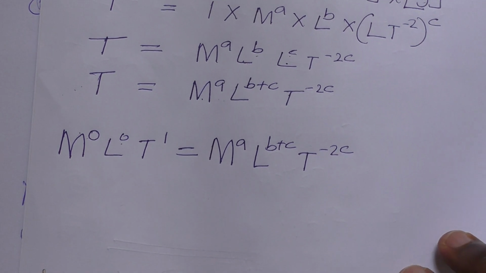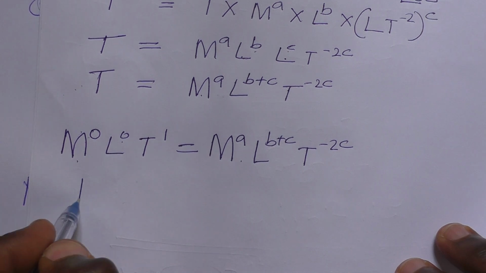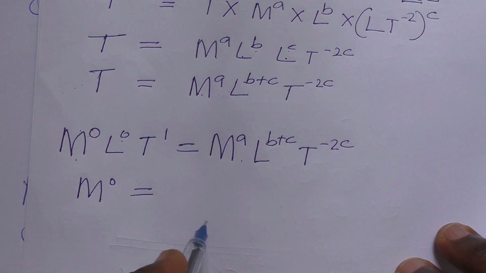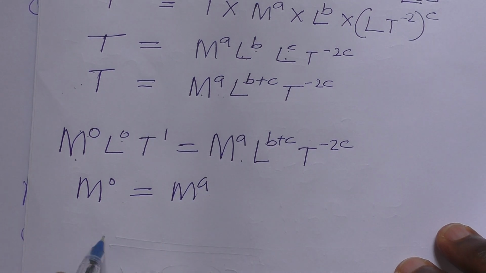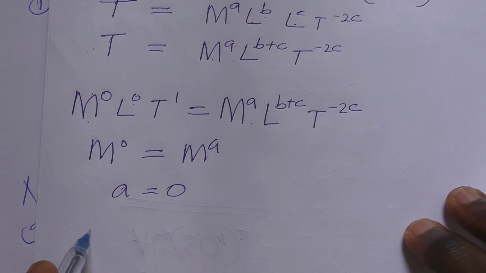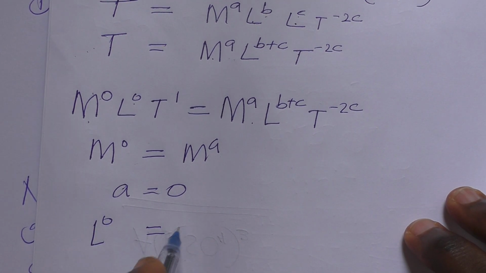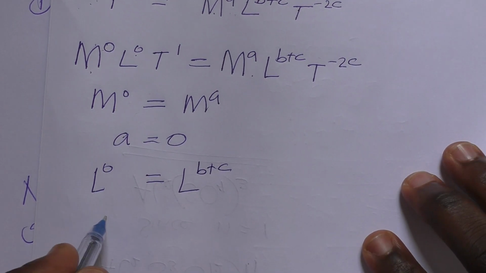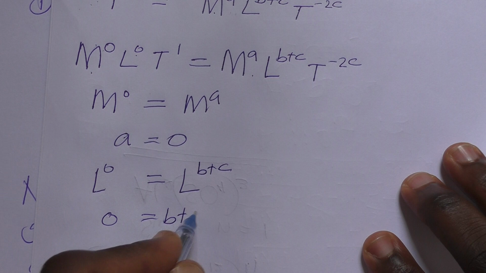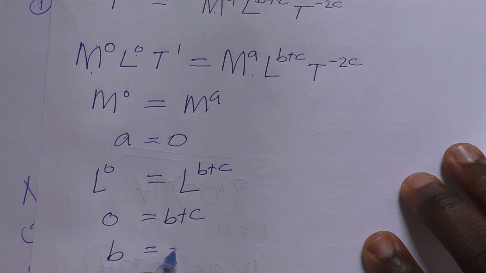And therefore we start equating. Mass power 0 must be equal to mass power a, which gives us a as 0. Then length power 0 must be equal to length power b plus c. That's what gives us 0 equaling b plus c, and therefore b equals negative c.